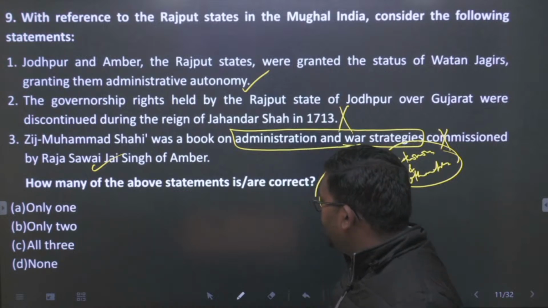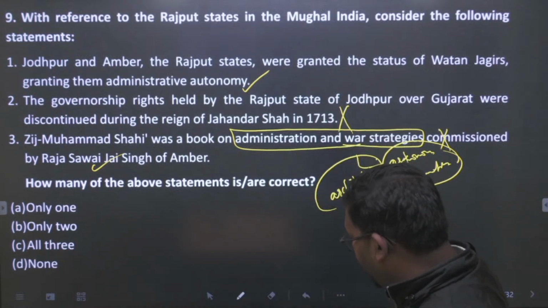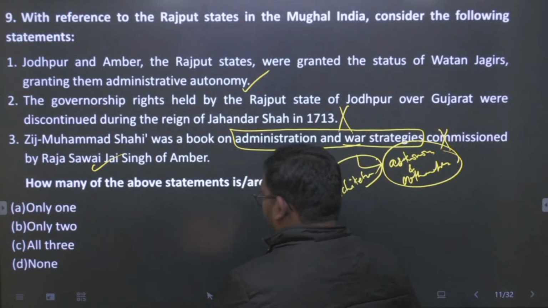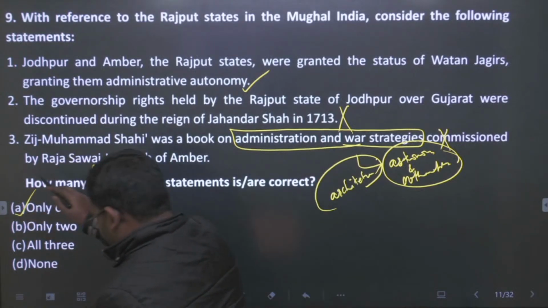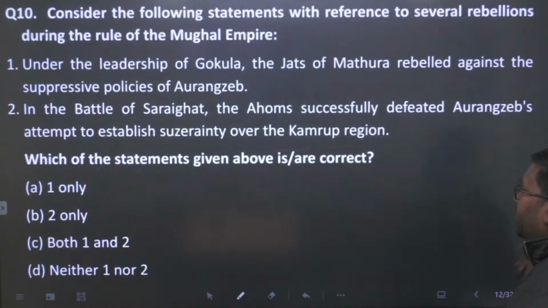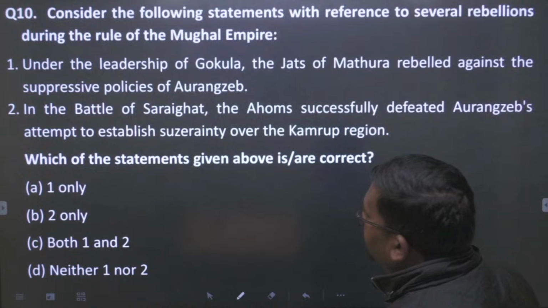Okay. So, especially they are asking how many statements are correct. So, the answer of question 9 will be A, that only one is correct in this question. Then see question 10.